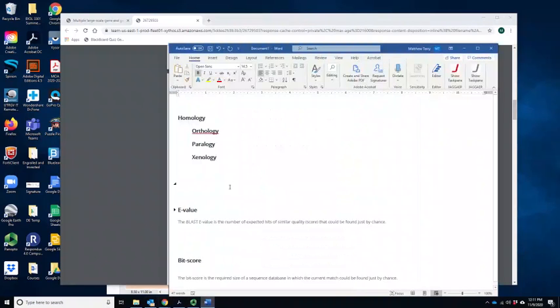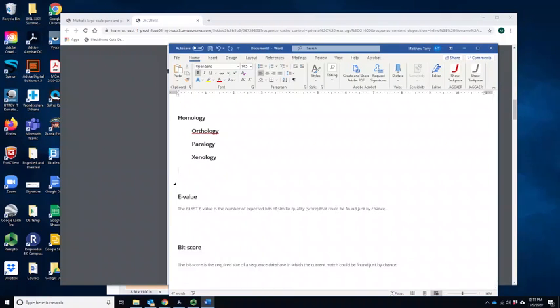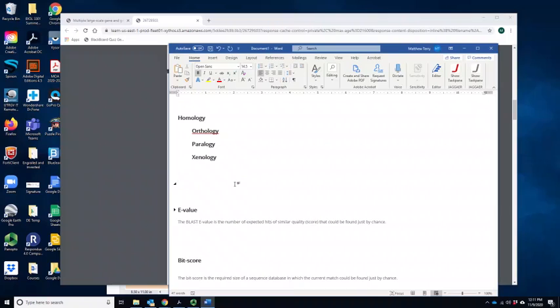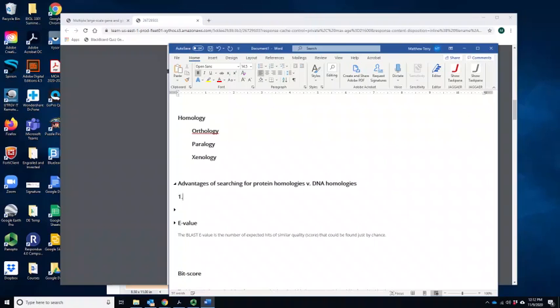But anyway, let me start over. The 2 advantages that a protein search has over a DNA search are here. So I'll just list them here. Advantages of searching for protein homologies versus DNA homologies. You may already have some idea, so great. But here are the 2 big ones.